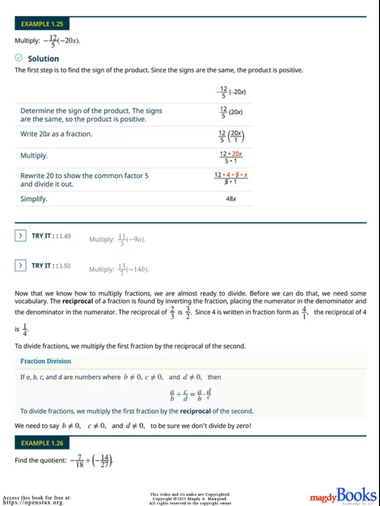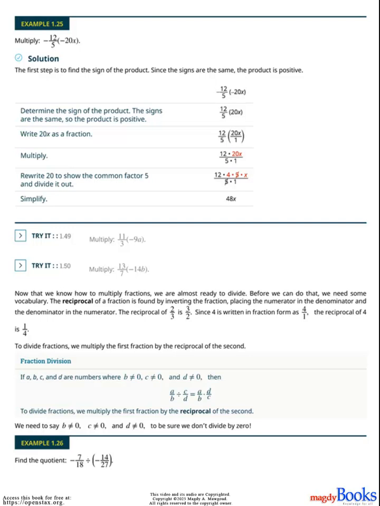Multiply 12 dot 20x, all divided by 5 dot 1. Rewrite 20 to show the common factor 5 and divide it out. 12 dot 4 dot 5 dot x, all divided by 5 dot 1. Simplify. 48x.